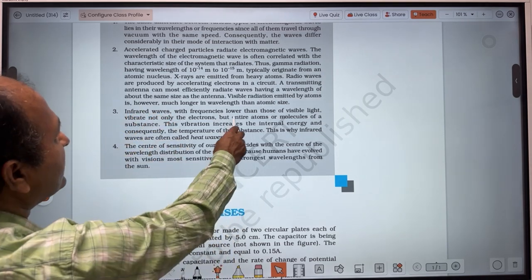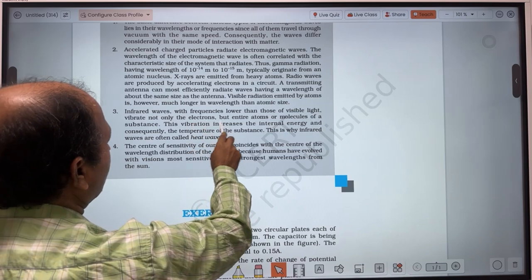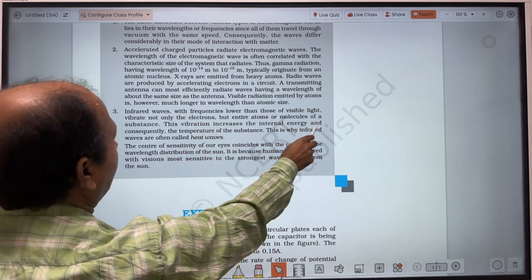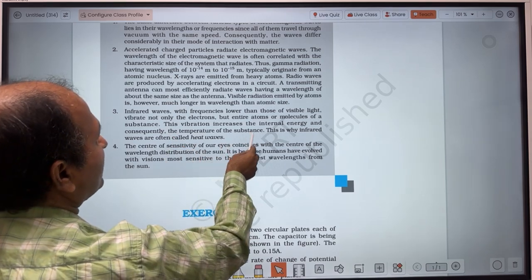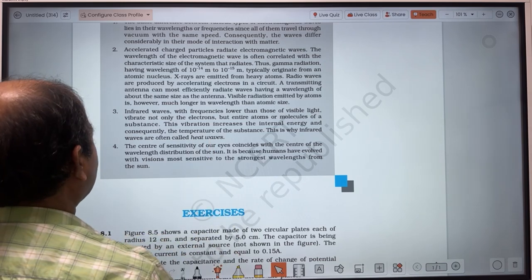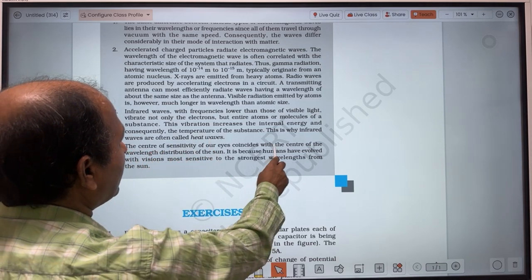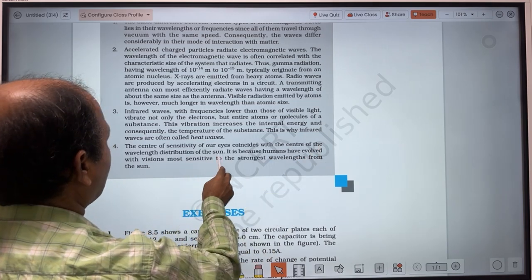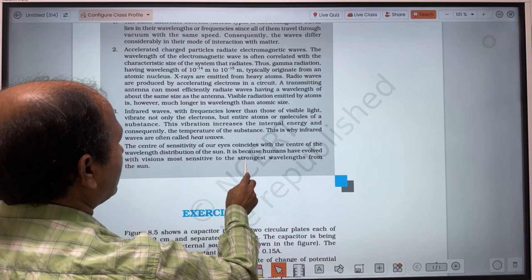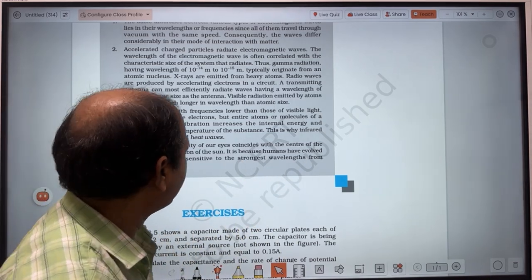And finally, infrared waves with frequencies lower than those of visible light vibrate not only the electrons but entire atoms or molecules of a substance. This vibration increases the internal energy and consequently the temperature of the substance increases. This is why infrared waves are often called heat waves. And the center of sensitivity of our eyes coincides with the center of the wavelength distribution of the sun. It is because humans have evolved with a vision most sensitive to the strongest wavelengths from the sun. So this is how the lesson is over.